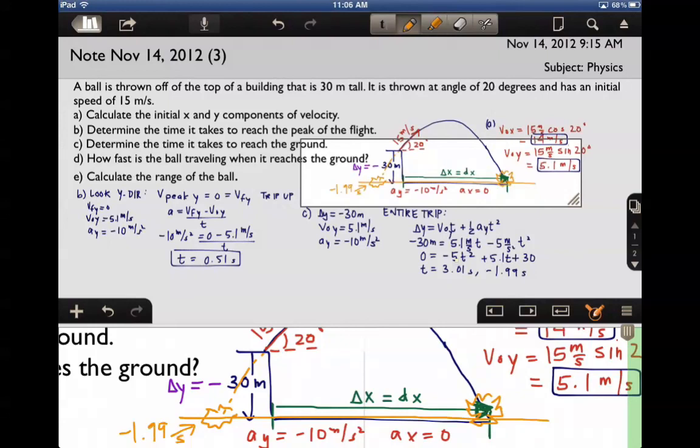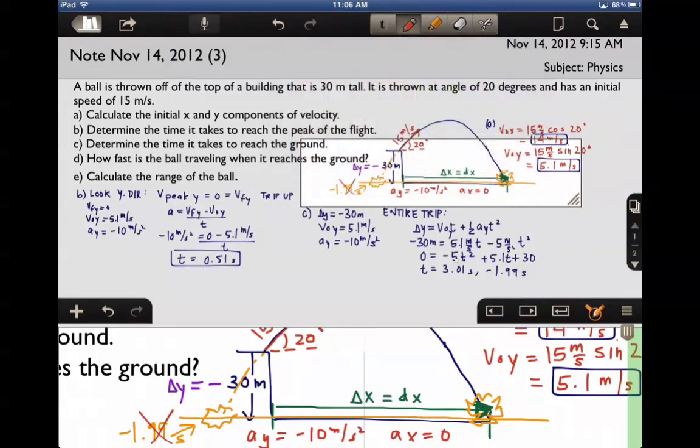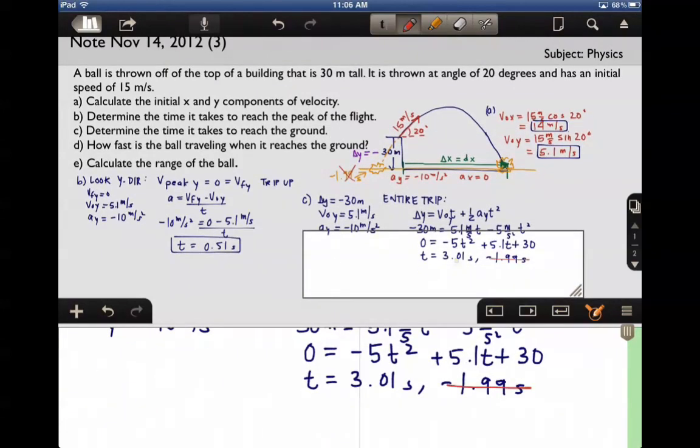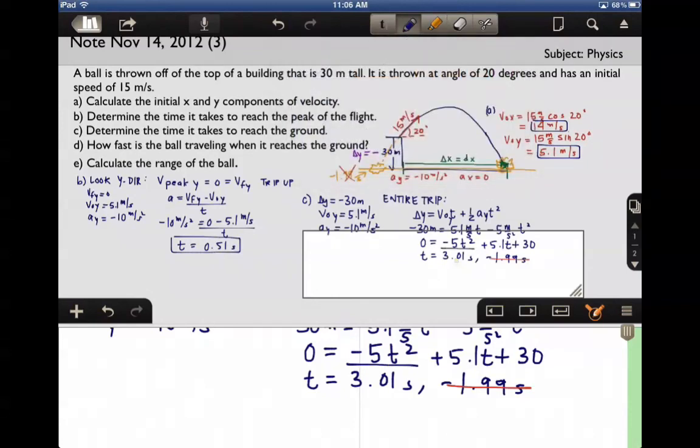So we're going to ignore that. We don't need that. It's irrelevant. It doesn't mean anything. So when I go back to my actual data, I don't need this time. What I'm looking for is 3.01 seconds. So that's the answer for C. Lastly, well, not lastly, D.